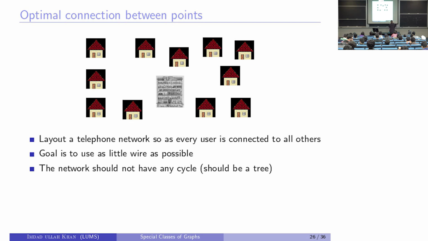Okay, what is my goal? I want to use as little wire as possible, right? I want to optimize the cost. I want to do as little digging as I can possibly, right? I want to use the least amount of length of pipes, right? I want to use the least amount of fiber cable or whatever I'm doing, depending on the application. Is this clear?